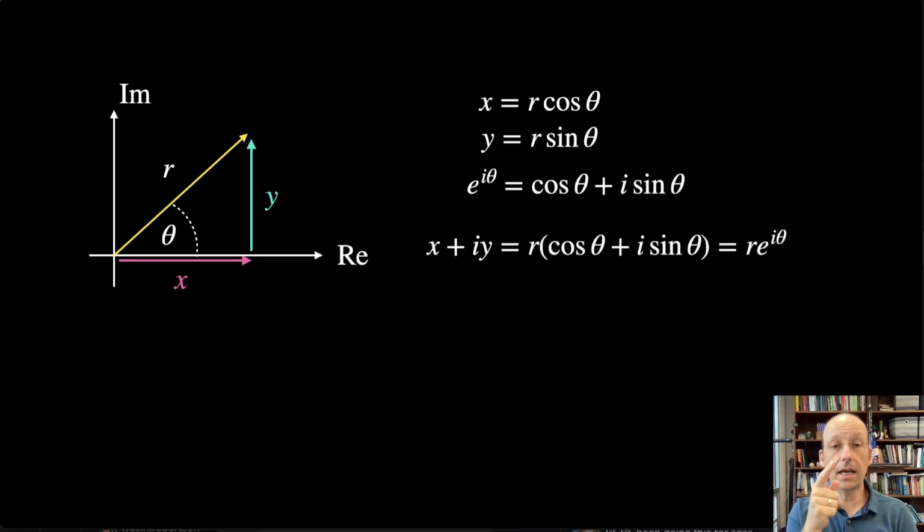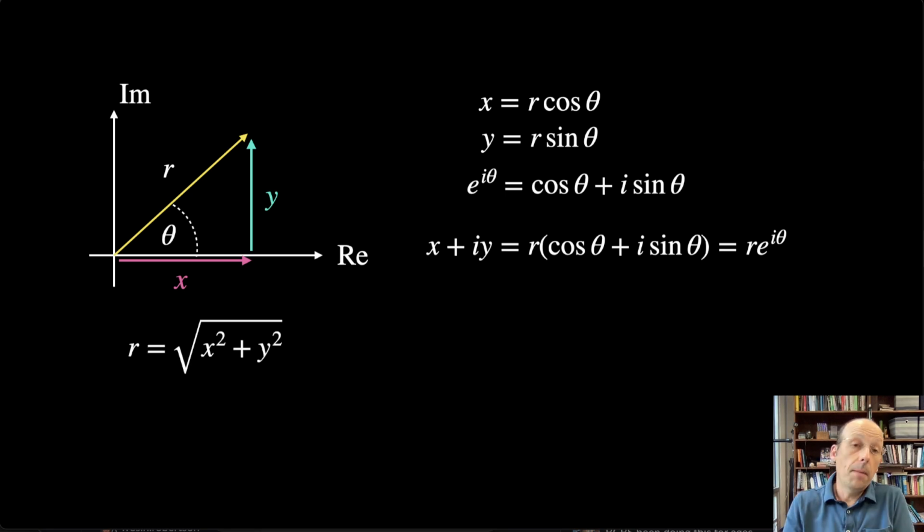So then if I just say x plus iy, I get r cosine theta plus i r sine theta. Factor out the r, I get r times cosine theta plus i sine theta. Boom! r e^(iθ). That's it. Okay, since we're dealing with a normal trig problem, I can get the magnitude r using the Pythagorean theorem. It's just going to be the square root of x squared plus y squared. That's that. And then I can get the angle theta, because I can say tangent theta is y over x.